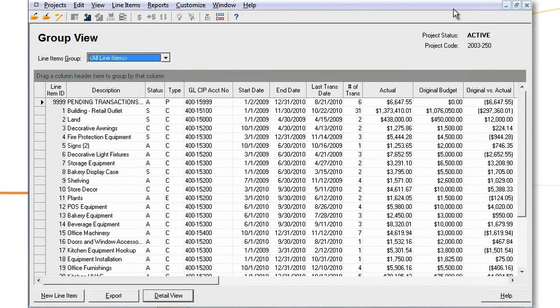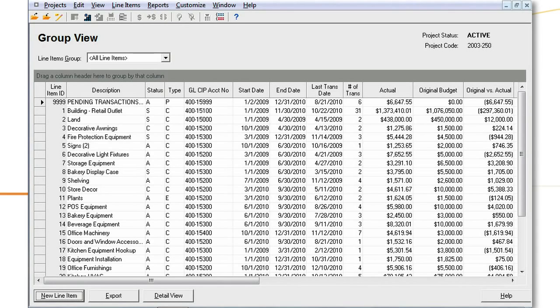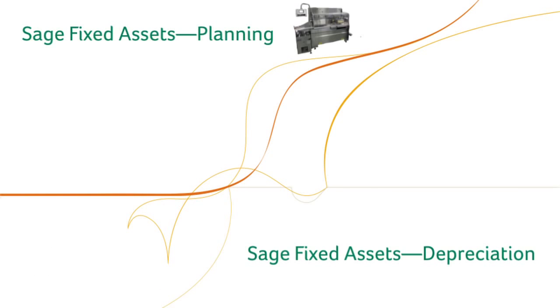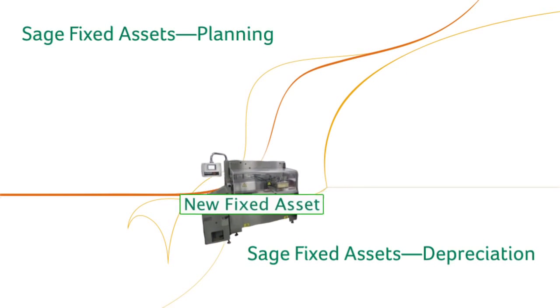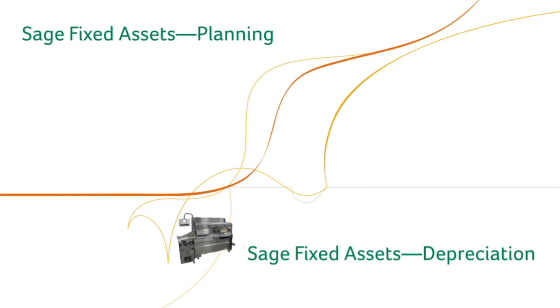Drilling into the next level of project data allows you to view and edit the line items that are displayed in one convenient location called the Group View. Because Sage Fixed Assets Planning offers seamless integration with other Sage Fixed Assets products, each item listed appears as a fixed asset in Sage Fixed Assets Depreciation once the project is complete. This not only saves you time, but also dramatically reduces data entry errors.